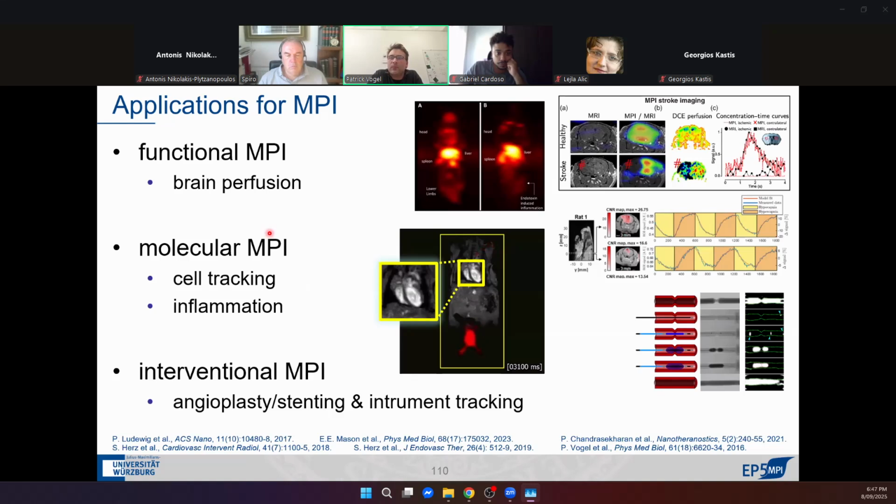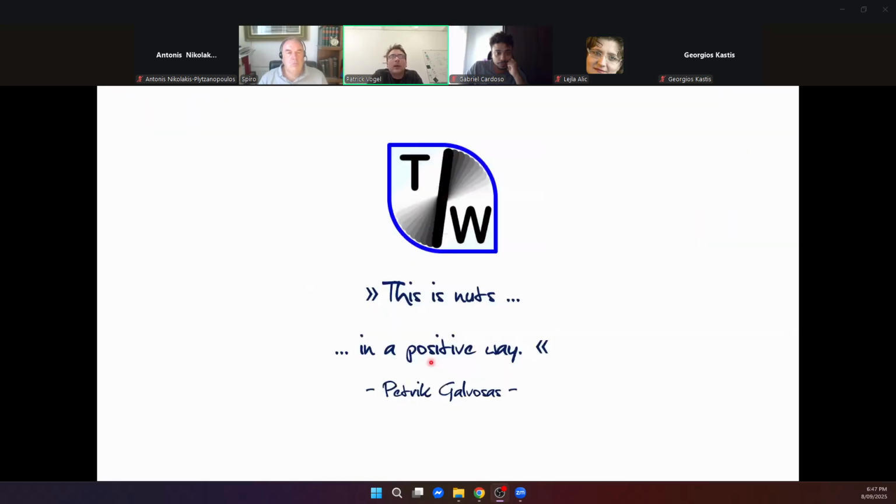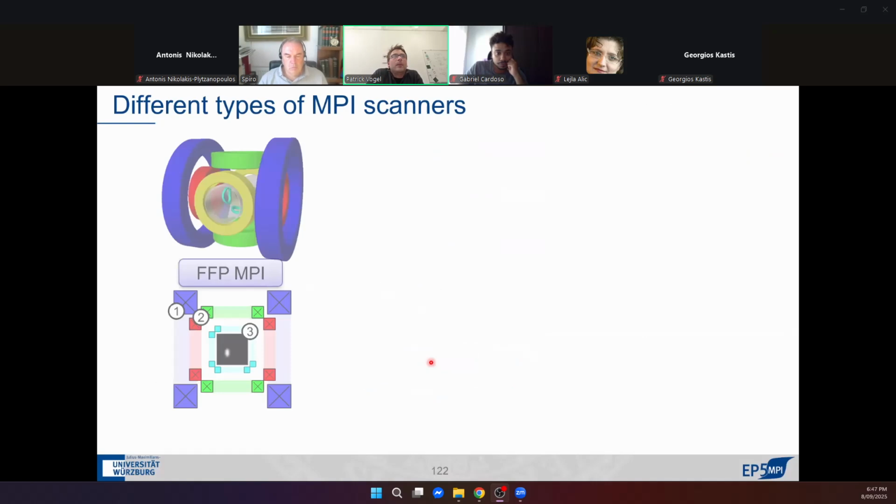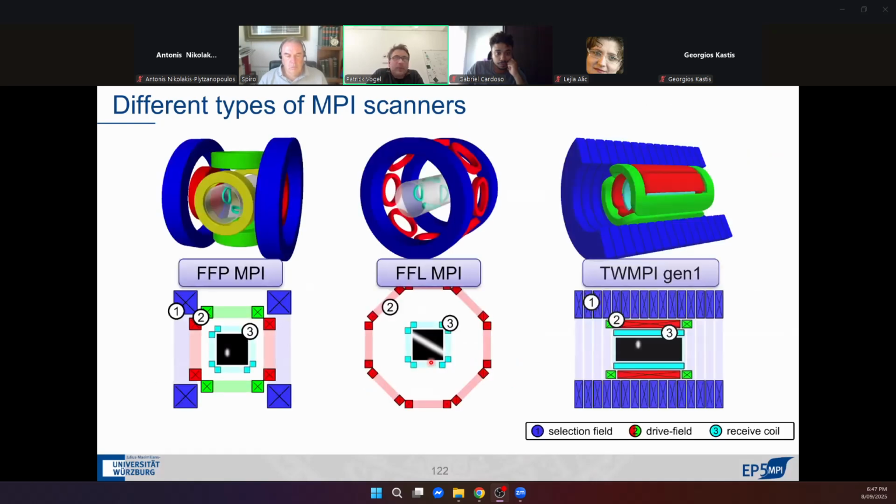As I mentioned, we in Würzburg are mainly working on the real-time aspect, so in angioplasty, stenting, and instrument tracking, and so on. Over the last 15 years, different scanner types have popped up. The left one, for example, is the first from the Philips group. They provided this idea with a field-free point system, with three different excitation fields on a Lissajous trajectory.